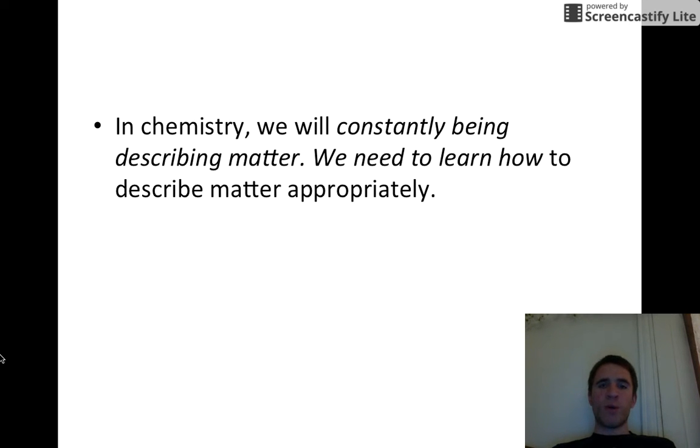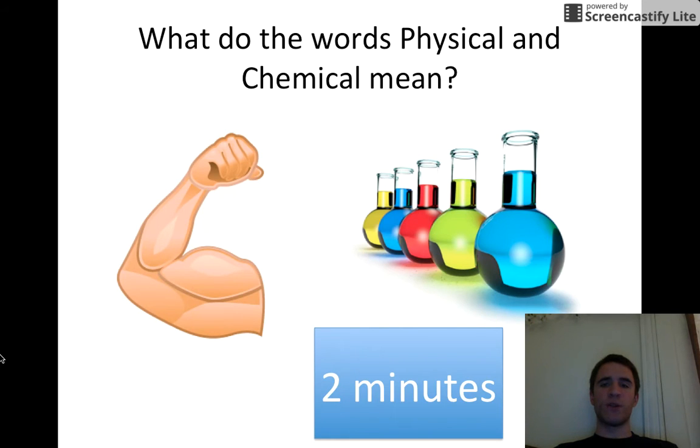So you all just learned about what matter is. We talked about how chemistry is the study of matter. In chemistry class, we're going to constantly describe matter, so we need to learn how to describe matter appropriately. We're going to be using the following two vocabulary words: physical and chemical.